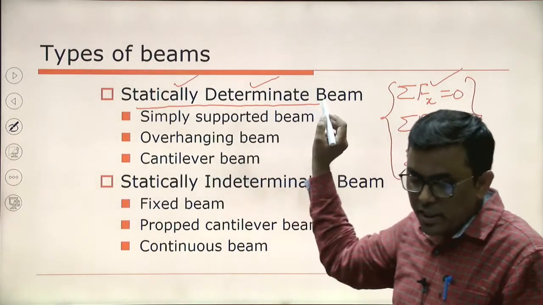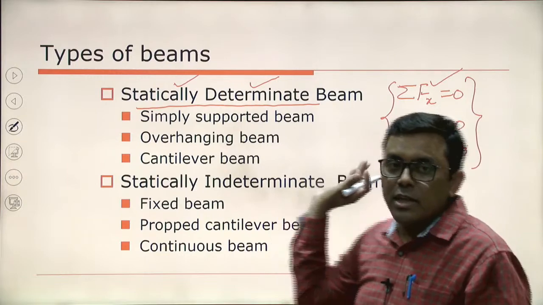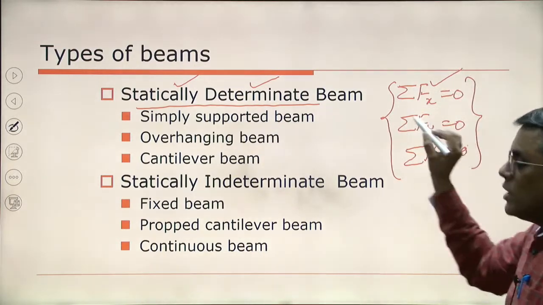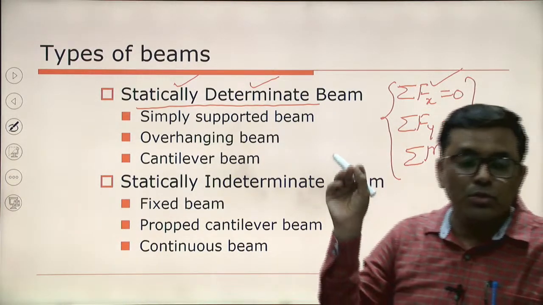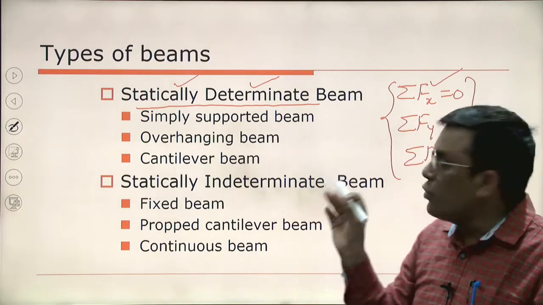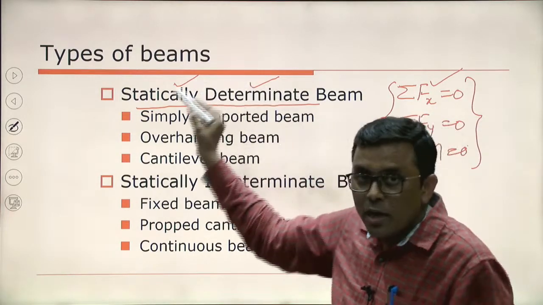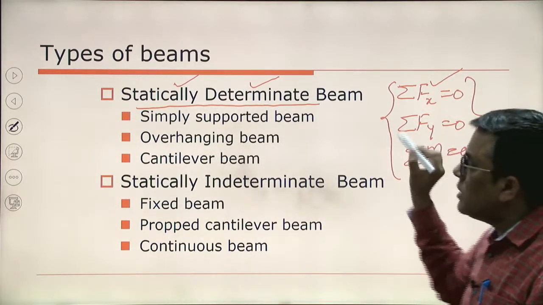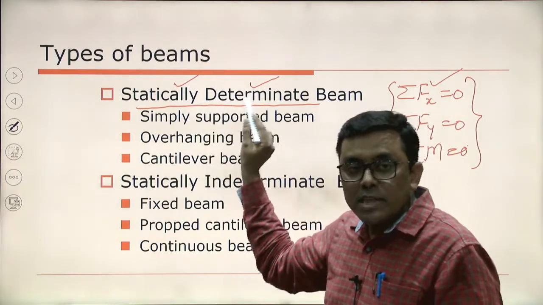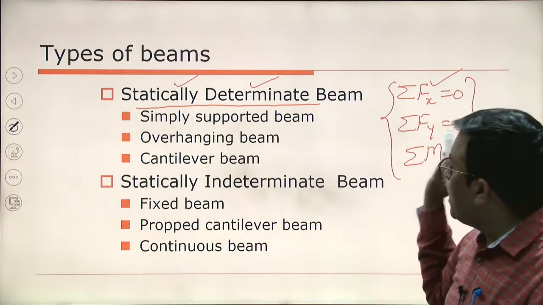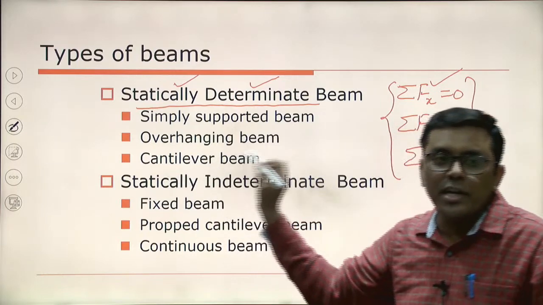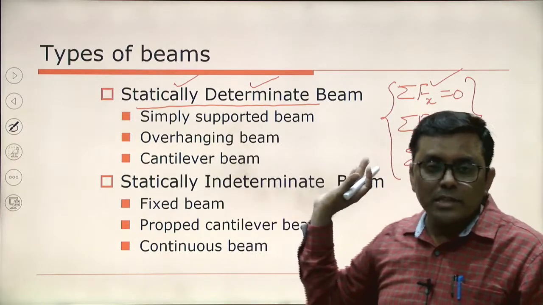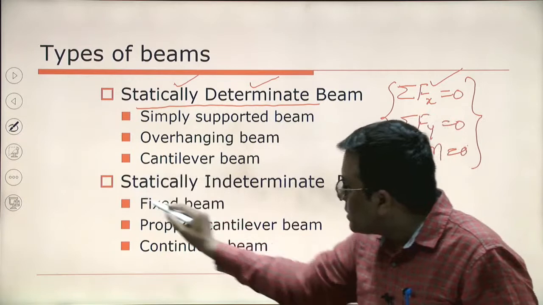If I have to write statically determinate, I will tell in both Hindi and English. Statically determinate: in static equilibrium we have 3 equations of equilibrium. Determinate means I have to find out the unknown support reactions. If it is possible to find out the unknown support reactions with the help of these 3 equations, then that will come under the category of statically determinate beam. Else it will be in the category of statically indeterminate. That means if I cannot find the unknown support reactions from 3 equations, then it will be statically indeterminate.